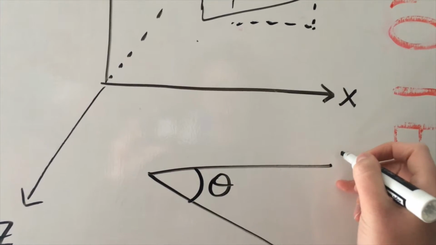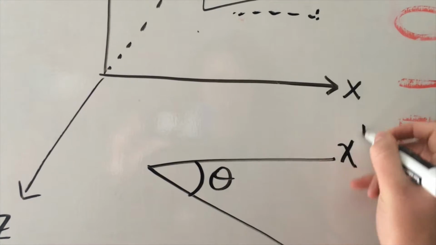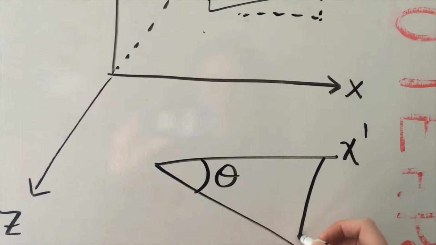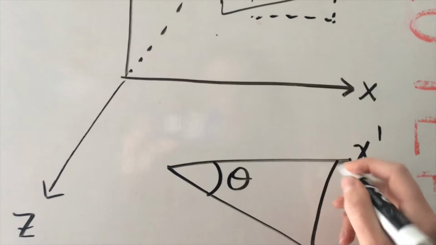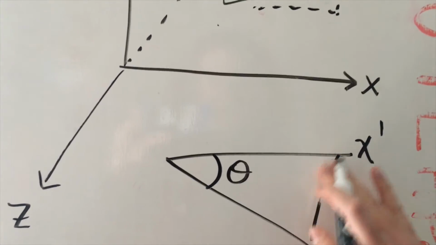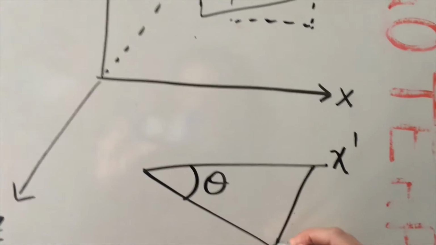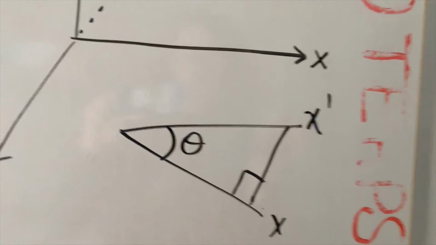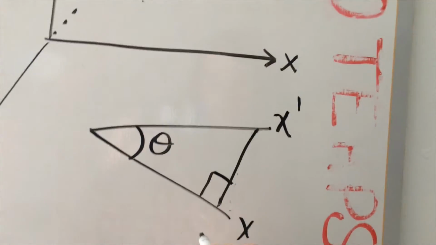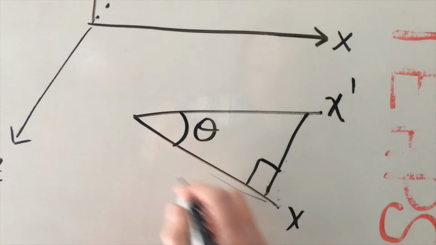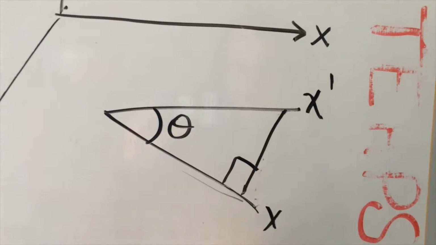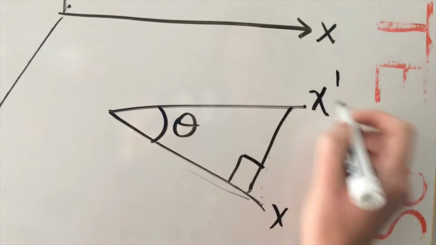So if we call this our x prime, and we call this our x. And since we're doing projections of this onto this, our right angle would be here. And then we know this distance because this is just our x and z. And then we want to find this distance.